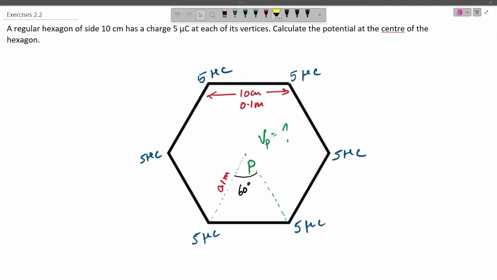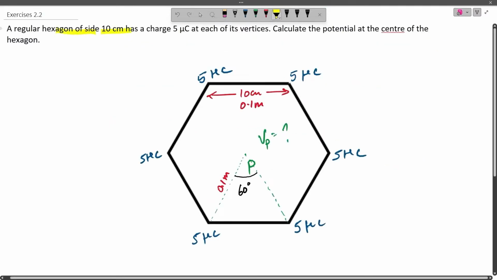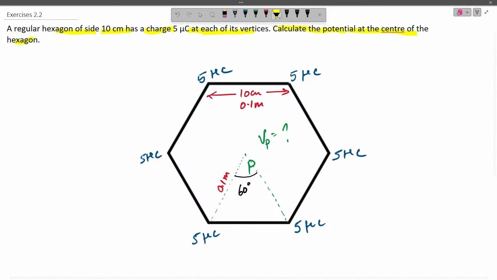The question says that a regular hexagon of side 10 centimeter has a charge of 5 microcoulomb at each of its vertices. Calculate the potential at the center of the hexagon. Now the system of charge here is a hexagonal pattern. On each vertex of the hexagon there is a 5 microcoulomb charge present, and we have to find out what is the potential at the center of the hexagon.